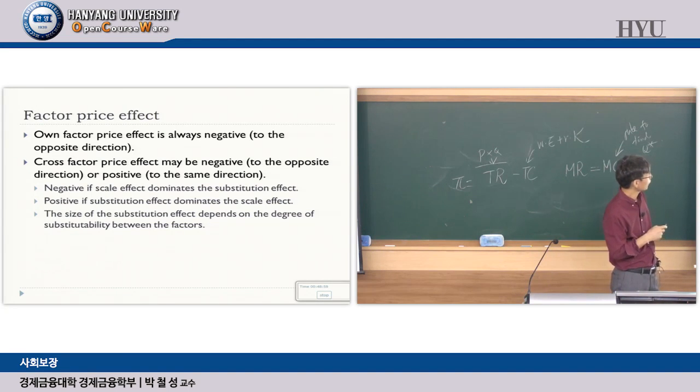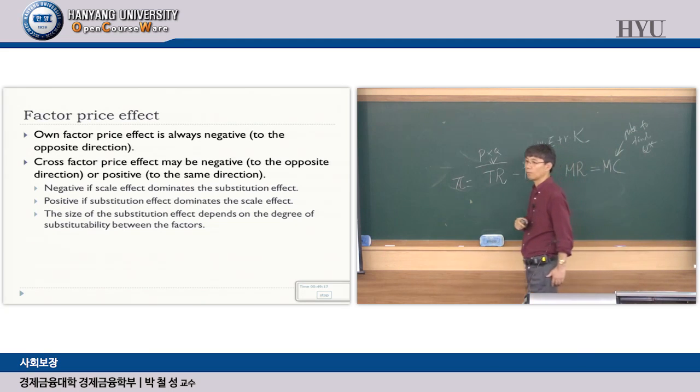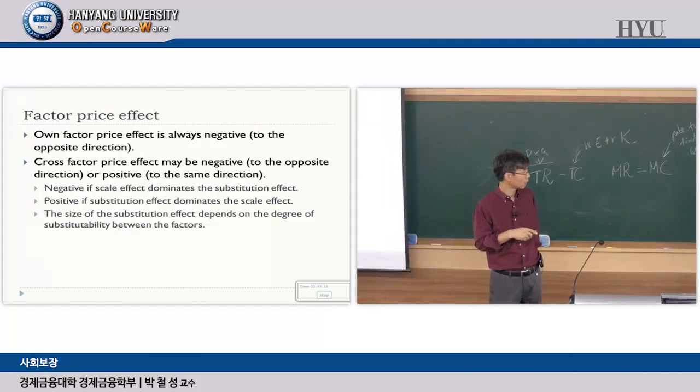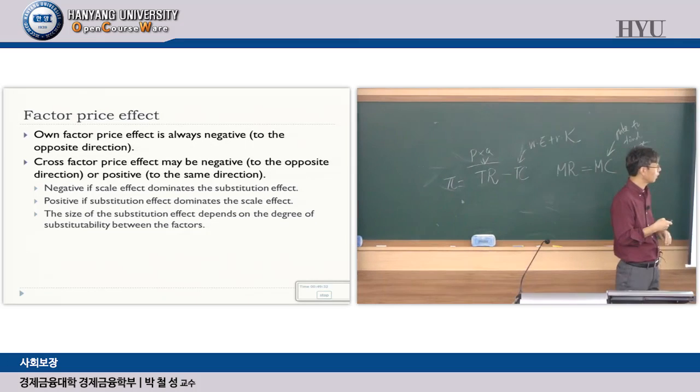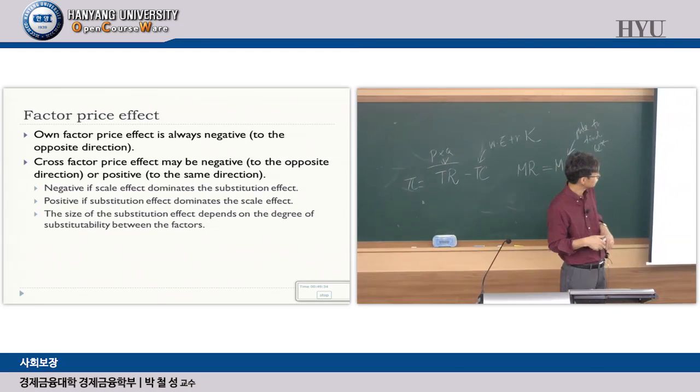I should use rent goes down because I showed it. So rent goes down, then if scale effect dominates substitution effect, then labor demand will go up. Okay? And if substitution effect dominates the scale effect, if rent goes down, then labor demand will fall. Okay? The size of substitution effect depends on the degree of substitutability between the factors. So if they are easier to substitute, then substitution effect is bigger. If it's more difficult to substitute, then substitution effect will be smaller. Okay.